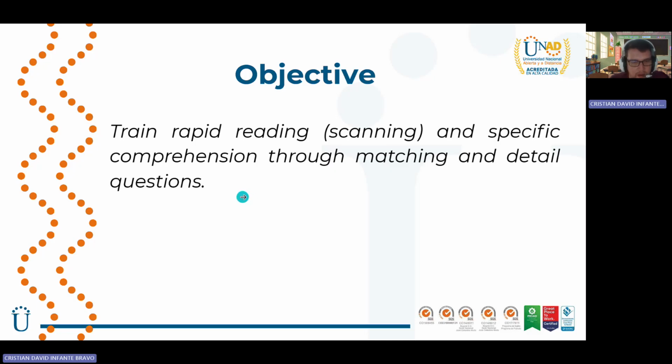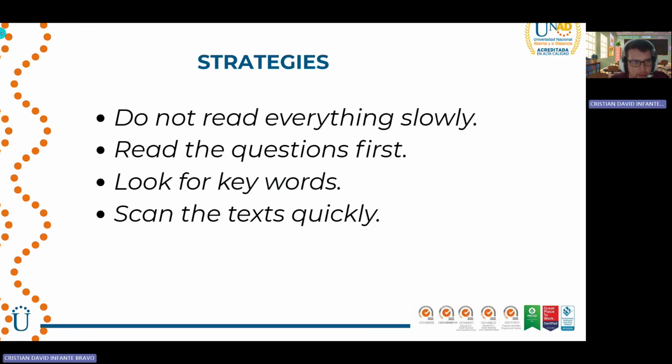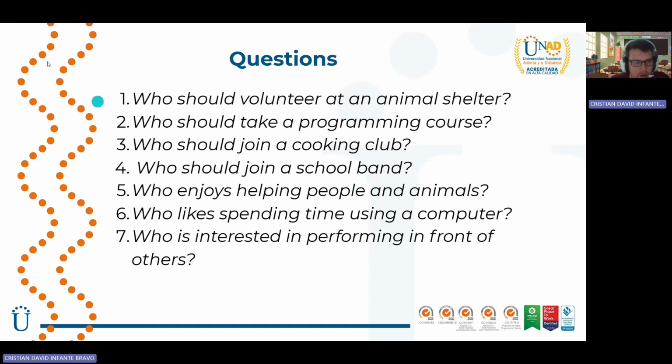Okay, in this activity, I choose one of the students to read this. Then I choose another student to read all of these strategies. The first strategy is do not read everything slowly. Read the question first. Look for keywords and scan the text quickly. Then I choose one of the students because we're going to start the first activity.